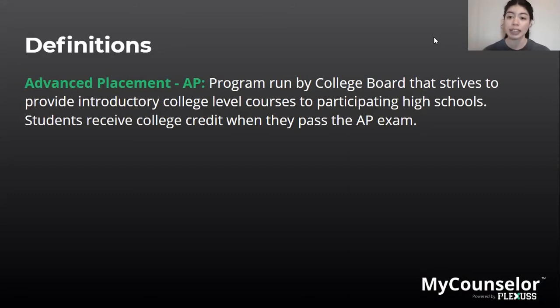This means that you need to check with your high school to see if they offer any AP classes and what AP classes they offer. And also, introductory college level courses mean that these classes are slightly more difficult than high school level courses. Students will receive college credit when they pass the AP exam. A passing score on the AP exam is a 3. It is scored on a 5-point scale.